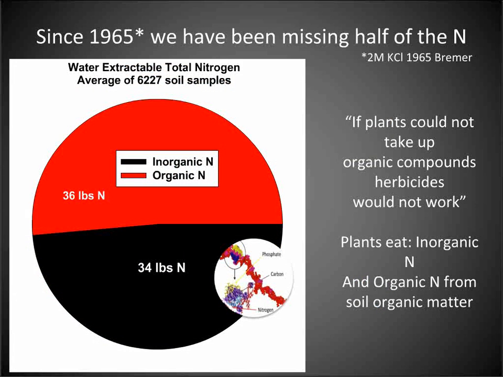Since 1965, we've been missing half the nitrogen. This is from, I think, 2013. We ran about 6,200 samples through the lab, and we saw 36 pounds on average across all those samples in the organic fraction and 34 pounds in the inorganic fraction. So we were missing the 36 pounds. And that was something we thought was important to look at because that's already in the water extractable organic nitrogen form, which should be readily broken down by microbes over that growing season. And that's something that we need to look at and maybe account for a little bit better.